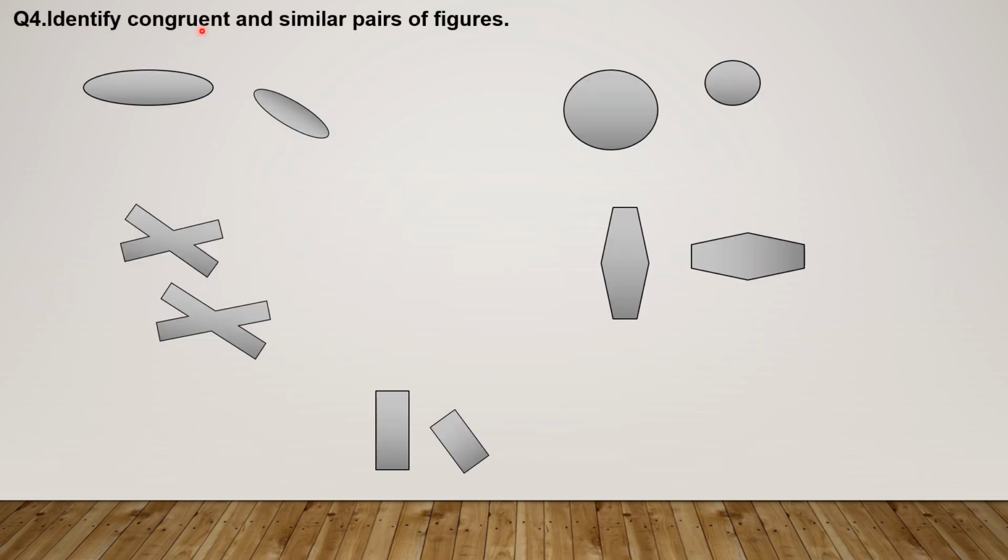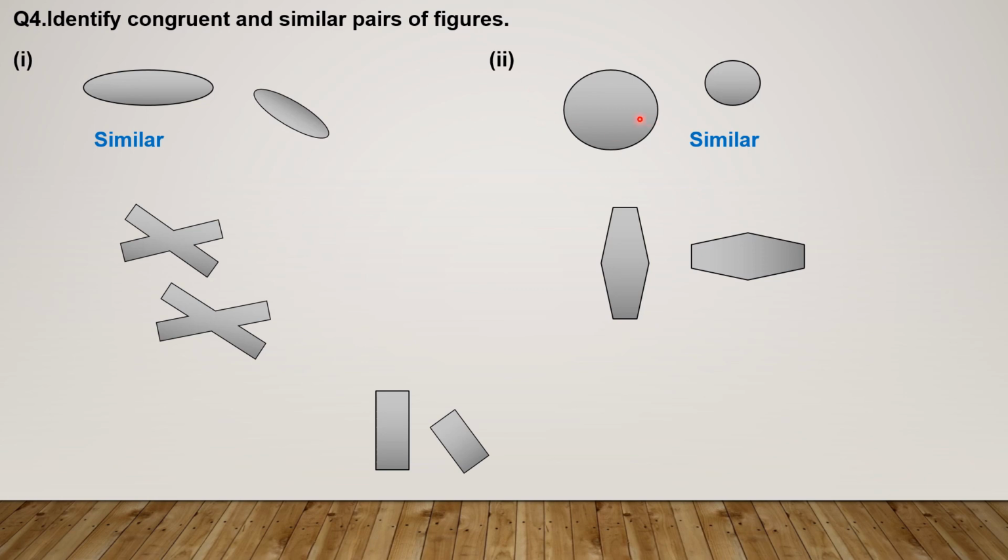Now question number 4, identify congruent and similar pairs of figures. Students, two figures are given to you and you have to tell whether they are congruent or they are similar. For example, look at part number 1. Two oval shapes are given to you. Now tell me whether they are congruent or similar. Look at their sizes. Is the size the same in the first figure? No, their size is different, meaning they are not congruent. But the shape is the same, both are oval, so they are similar.